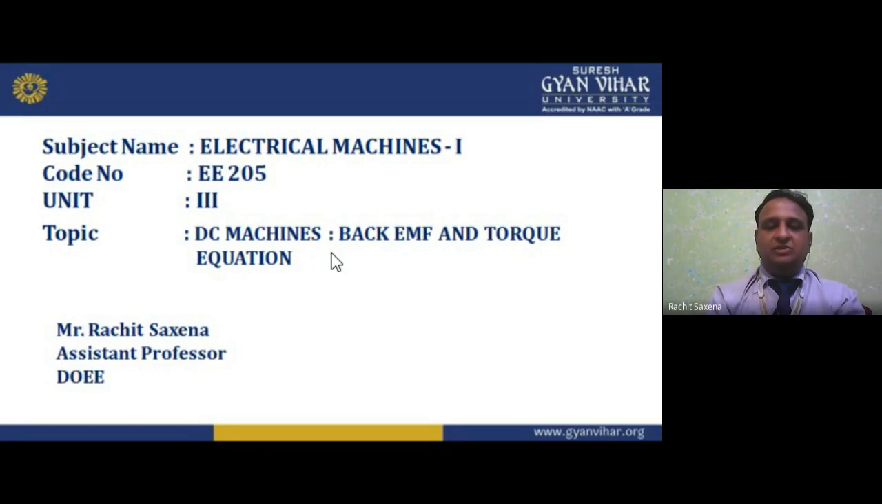It is of Electrical Machine 1. Code number is EE205 and we are basically going through Unit number 3. Basically, Unit 3 is running now.